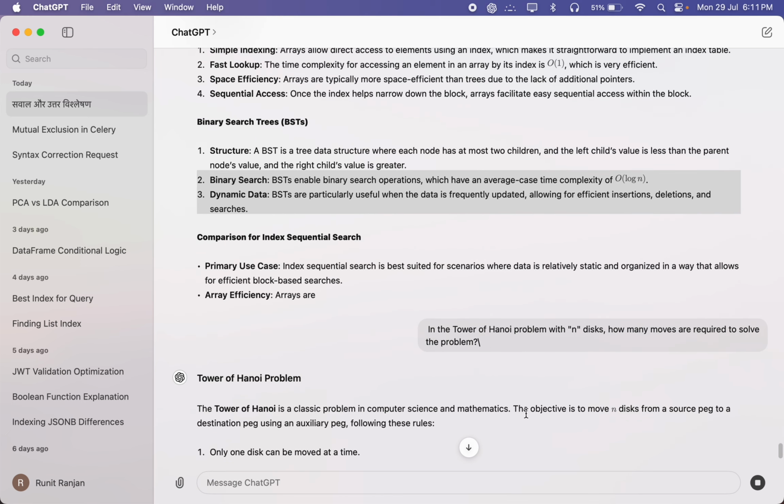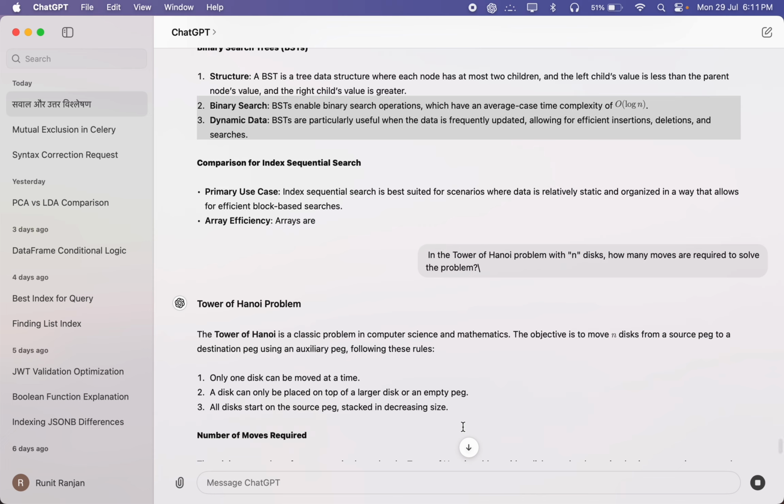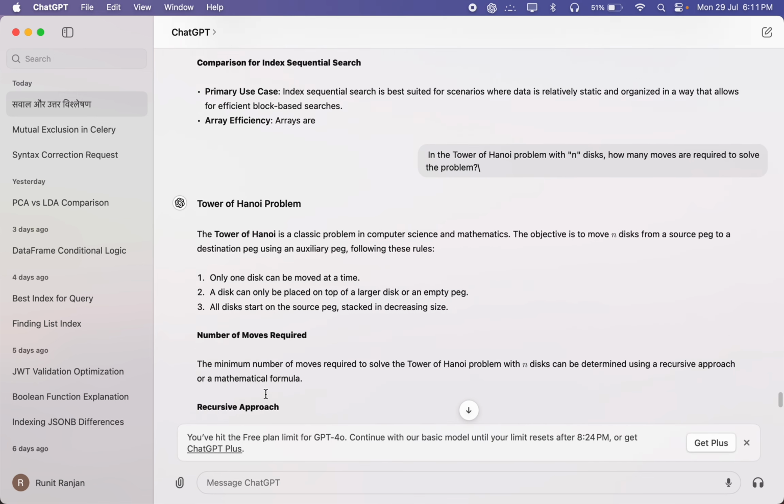In the Tower of Hanoi, the objective is to move n disks from a source peg to a destination peg using an auxiliary peg. So there's a single bar, right? In that single bar we have certain disks, based on their sizes, like diameter. Now we have to transfer these to a new bar or peg, but you get only one temporary bar in between. So how are you going to do that?